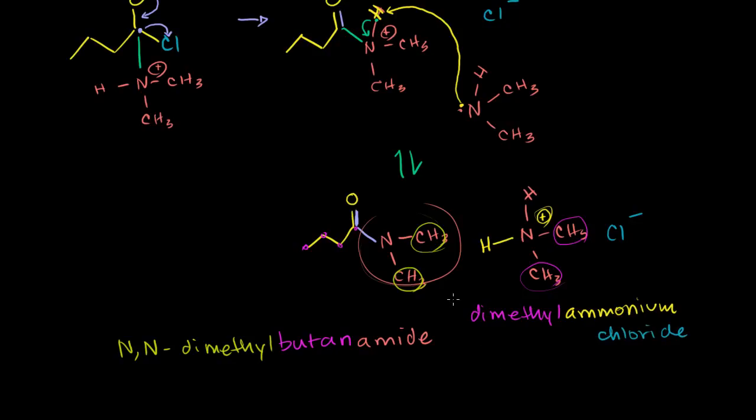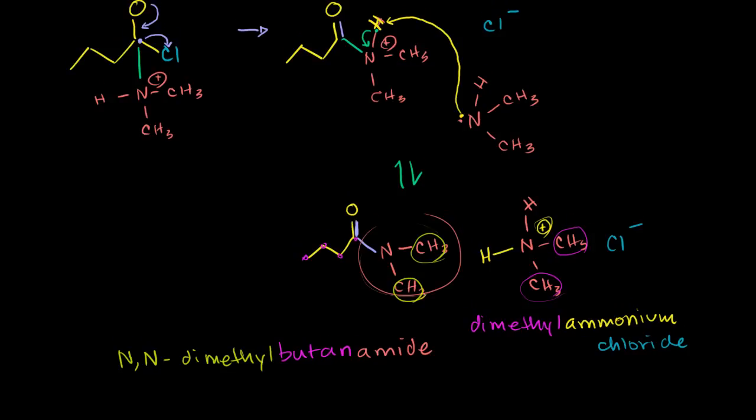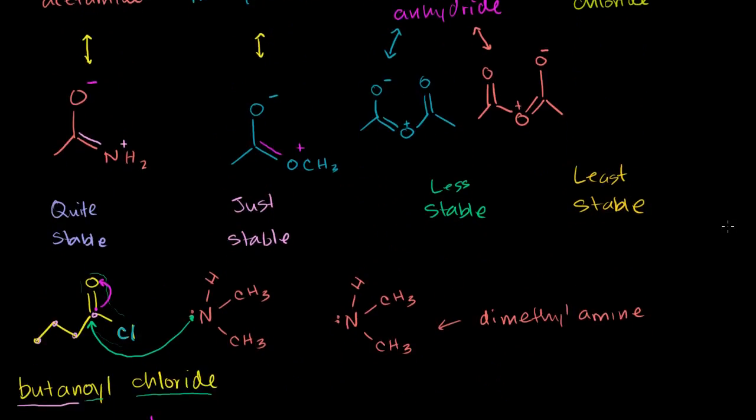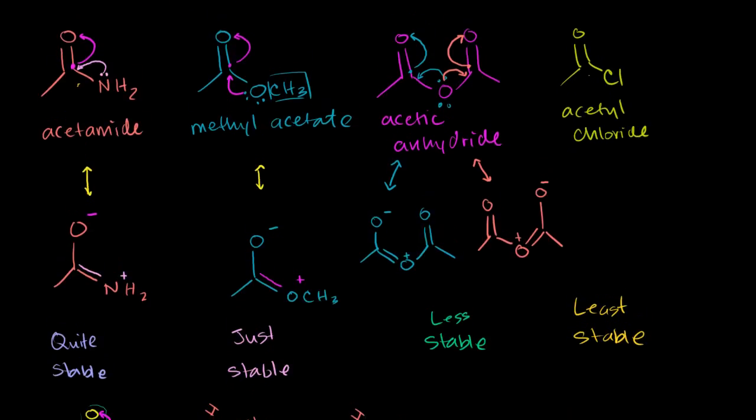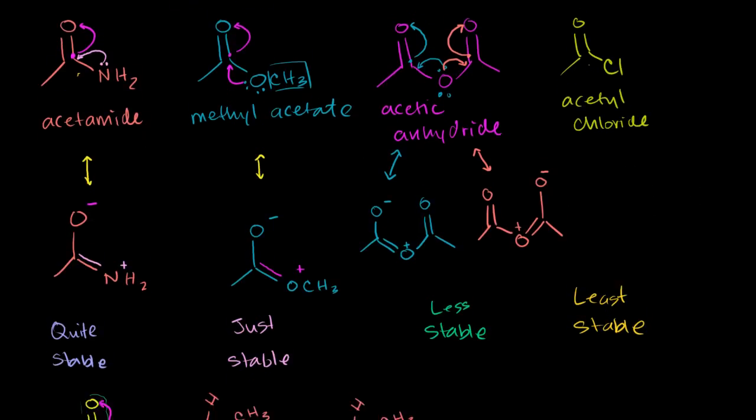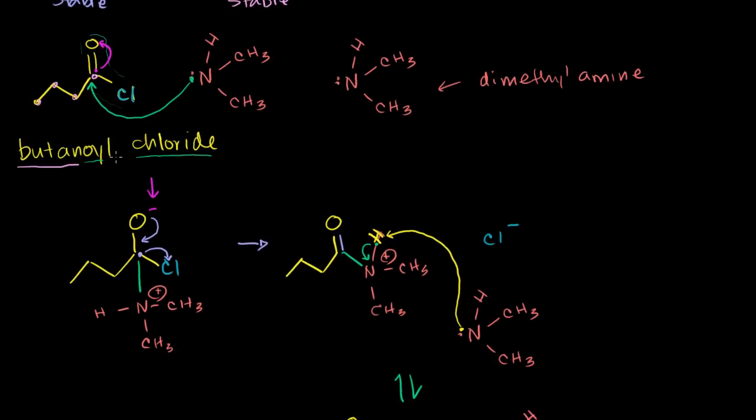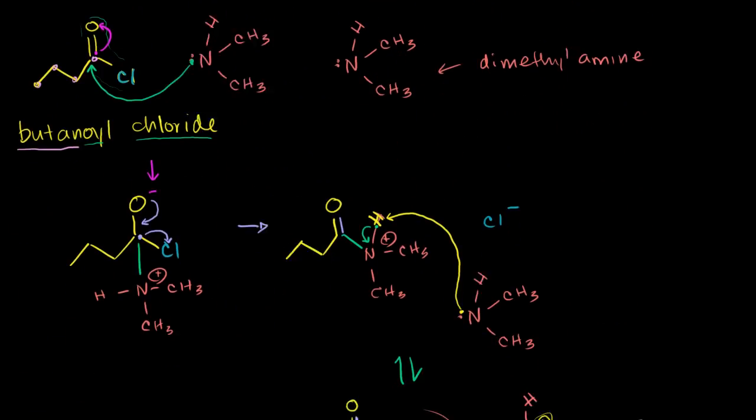But I really just wanted to show you a mechanism here of how you could go from one of the least stable carboxylic acid derivatives to one of the most stable, going from an acyl chloride, which butanoyl chloride was, to an amide.